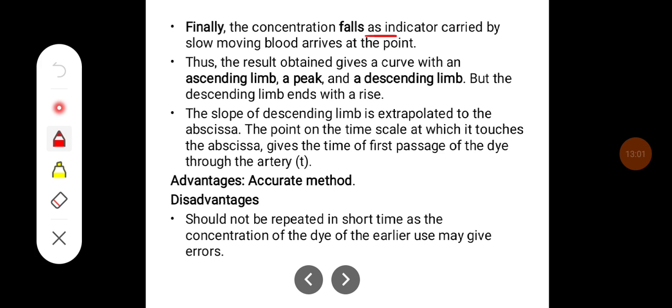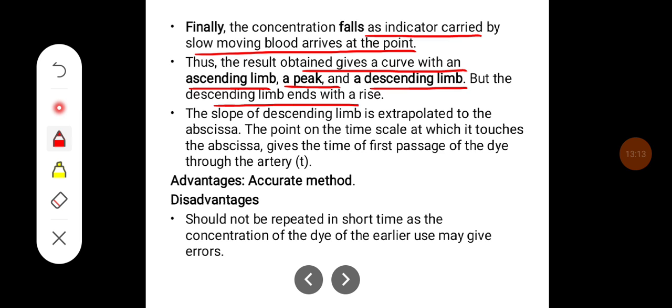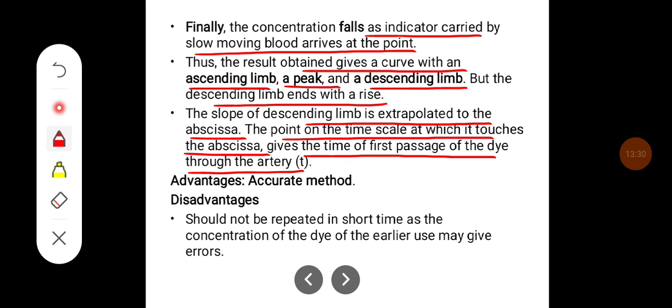Finally, the concentration falls as the indicator carried by the slow moving blood arrives at that point. Thus, the result obtained gives a curve with an ascending limb, a peak, and a descending limb, but the descending limb ends with a rise. The slope of the descending limb is extrapolated to the abscissa. The point on the time scale at which it touches the abscissa gives the time of the first passage of the dye through the artery, that is T.